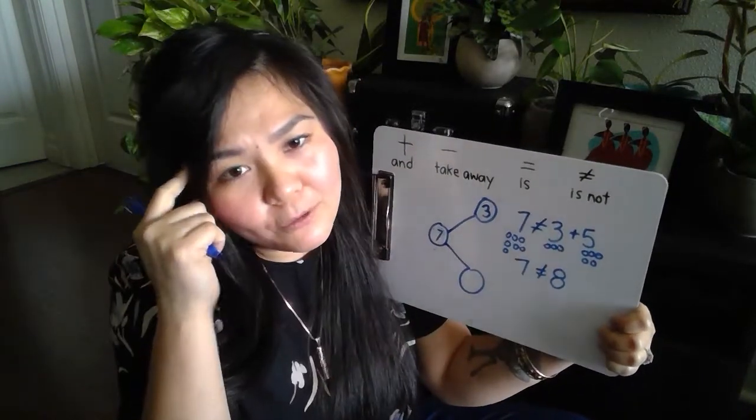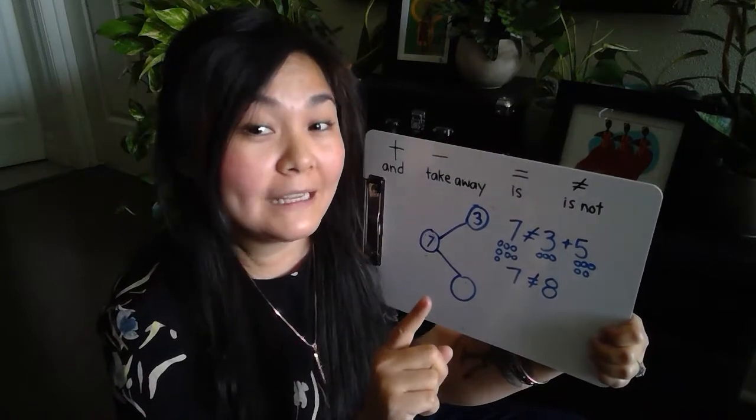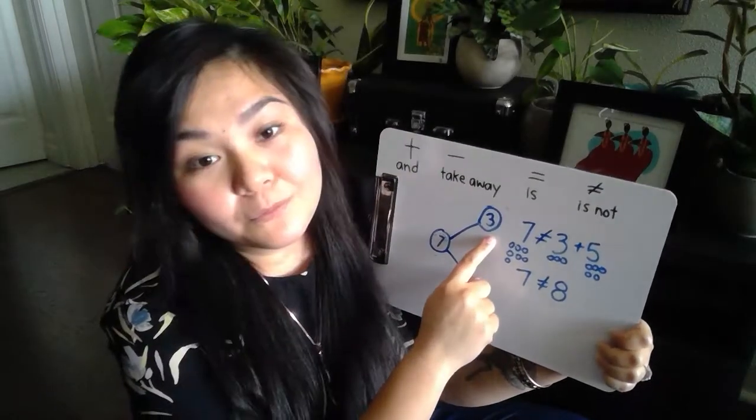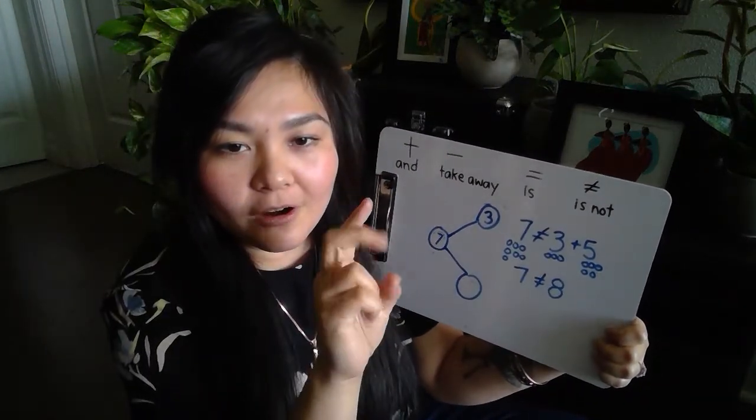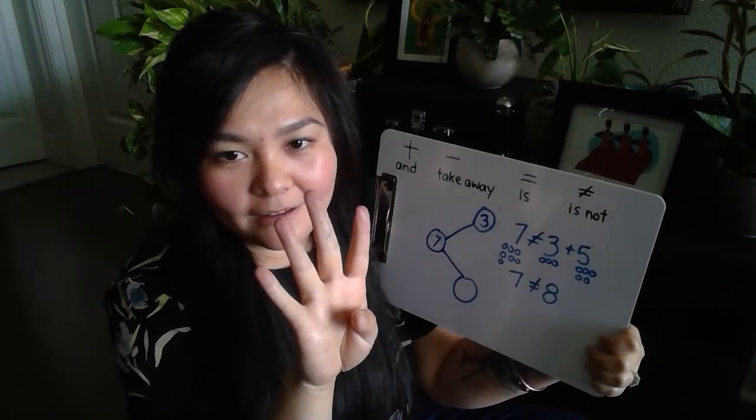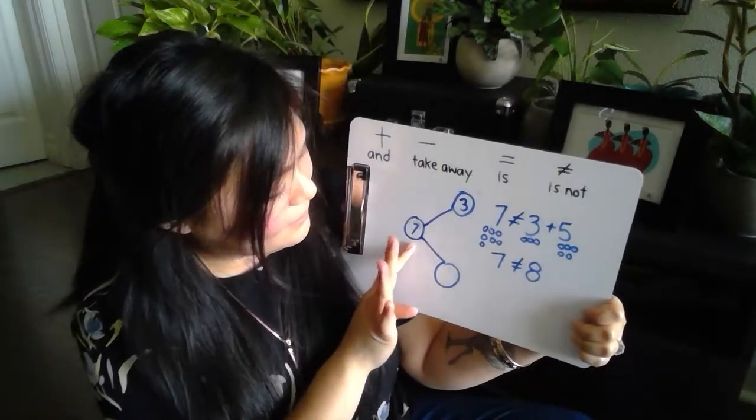So I'm going to hold 3 in my brain, and I'm going to put one finger up for each number that I hear. So starting at 3. Ready? 3, 4, 5, 6, 7. I'm stopping at 7 because I'm reaching that whole.